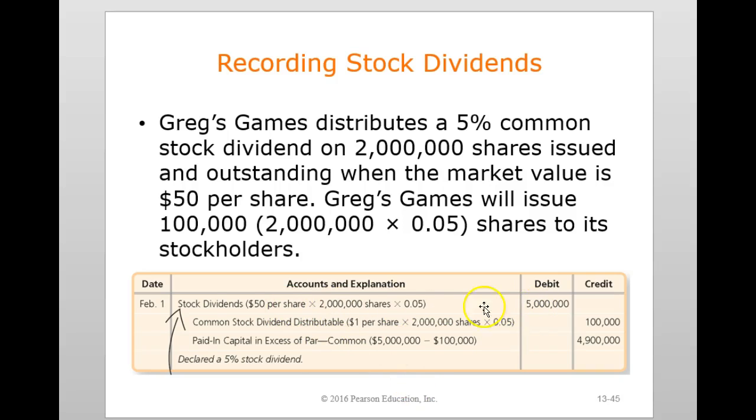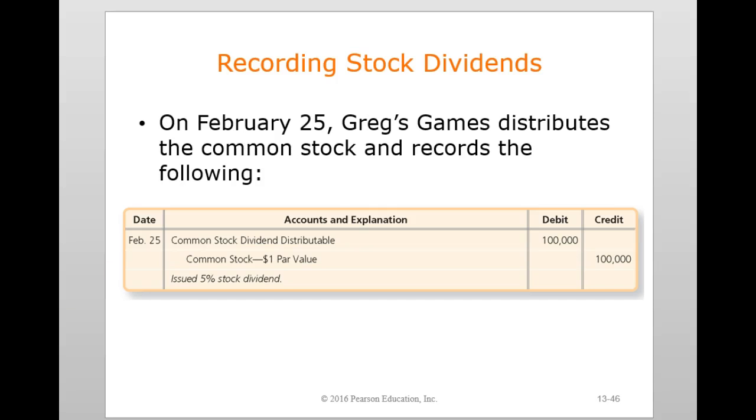So here you look at it. This is the amount of the dividends. Right here, it's a debit. This is the amount of the common stock that will be distributed, the numbers, and that's at par. And this is the amount of paid-in capital in excess of par, which gets credited. So this is the declare date, okay? And this is the distributable. This is actually the payable or the liability right here.